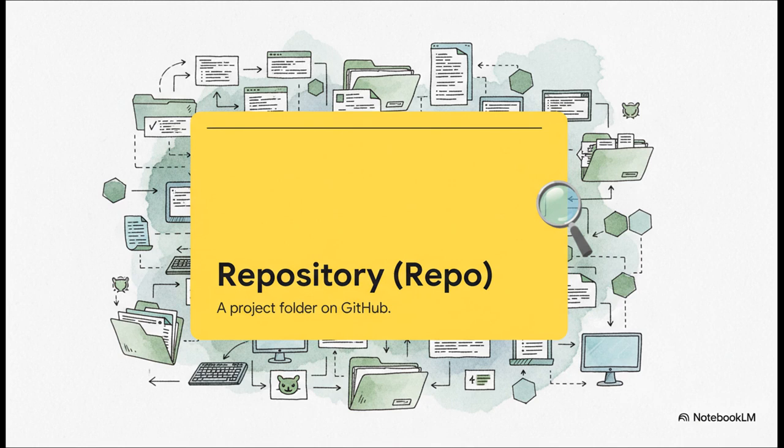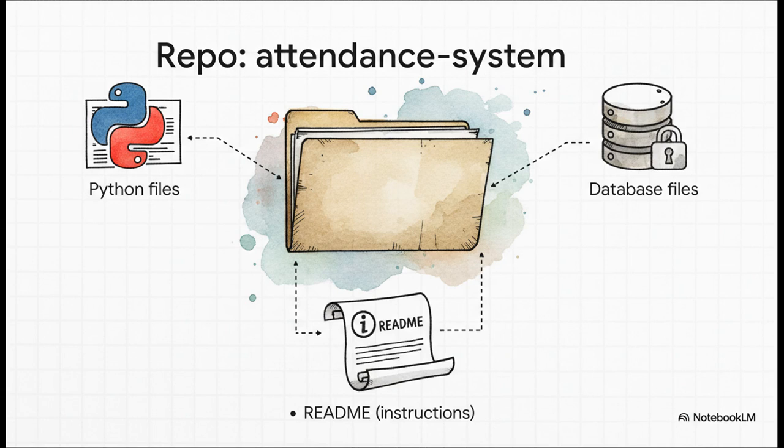First up is the repository, or what everybody just calls a repo. Now, don't let the technical name fool you. A repo is literally just a project's main folder. That's it. It's the one big container for a single project that holds all of its files and all of its code. For instance, if you were building, say, an employee attendance system, your repo would hold everything. You'd have your Python files in there, your database files, and super importantly, a README file, which is basically the instruction manual for the whole project.